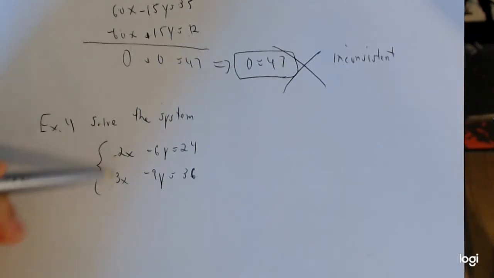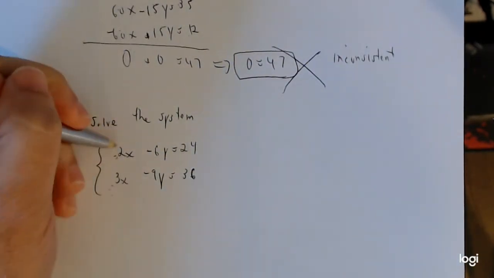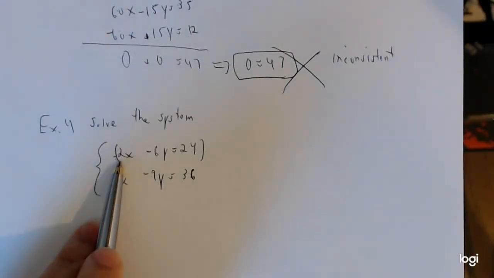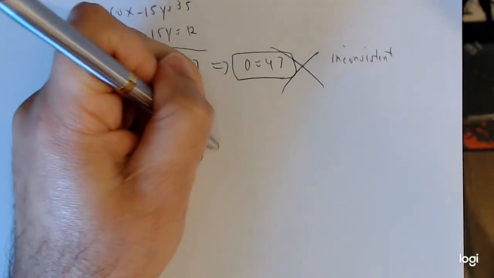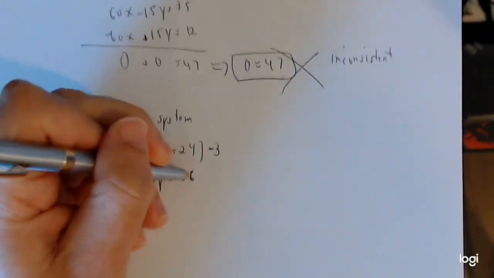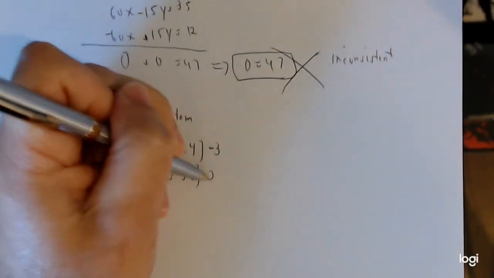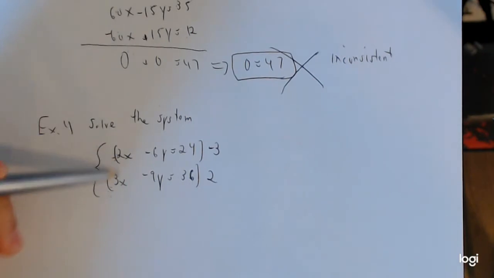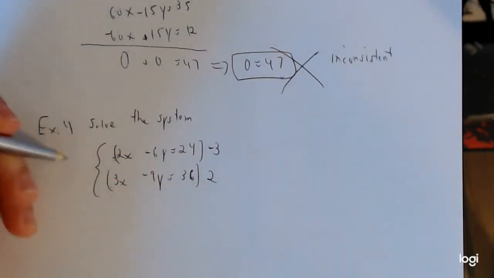So since they both have the same sign, I just need to make sure one of them is multiplied by a negative number. So if this is 2x, I need to multiply it by a 3, so I'll multiply everything by a negative 3, and this is a 3x, I'll multiply everything by a 2, so I'm literally multiplying these guys to get 6. So if I do that, what do I get here?